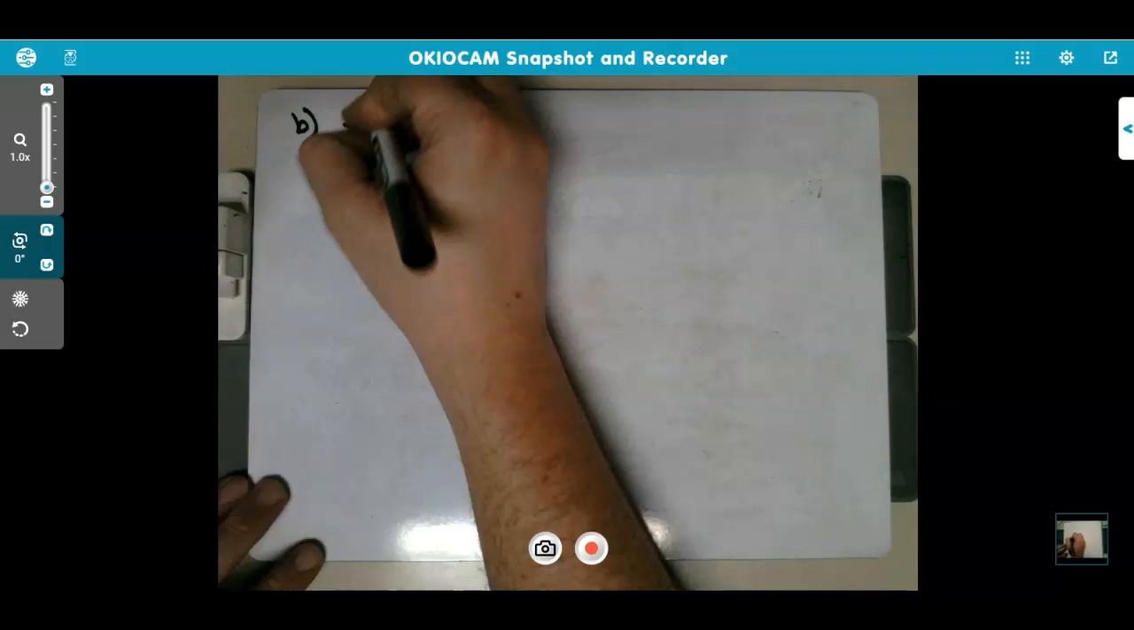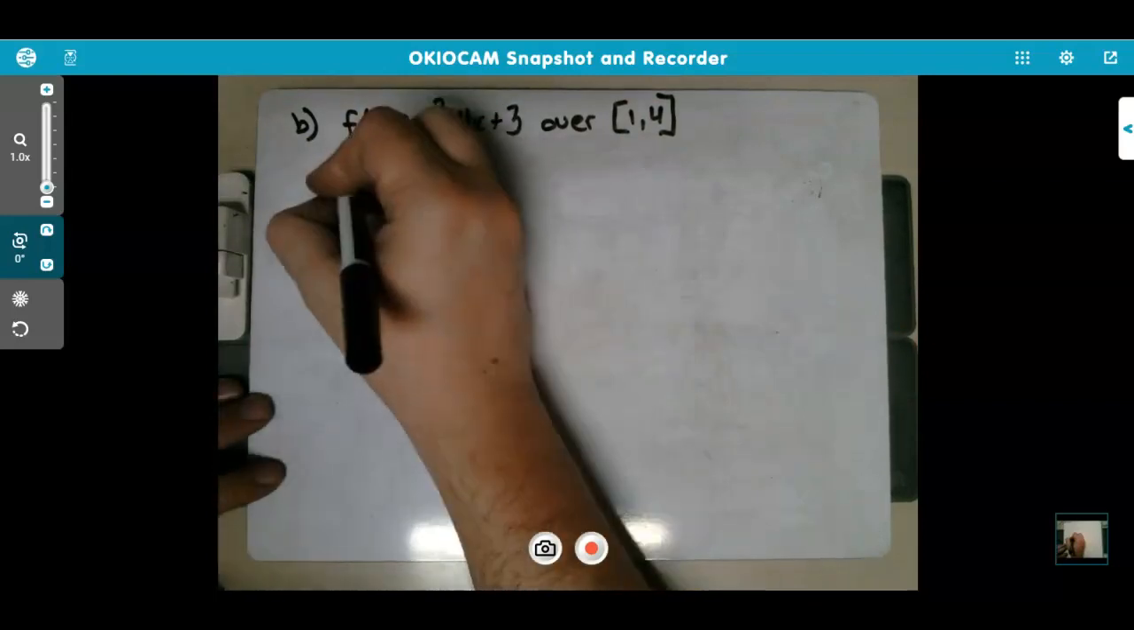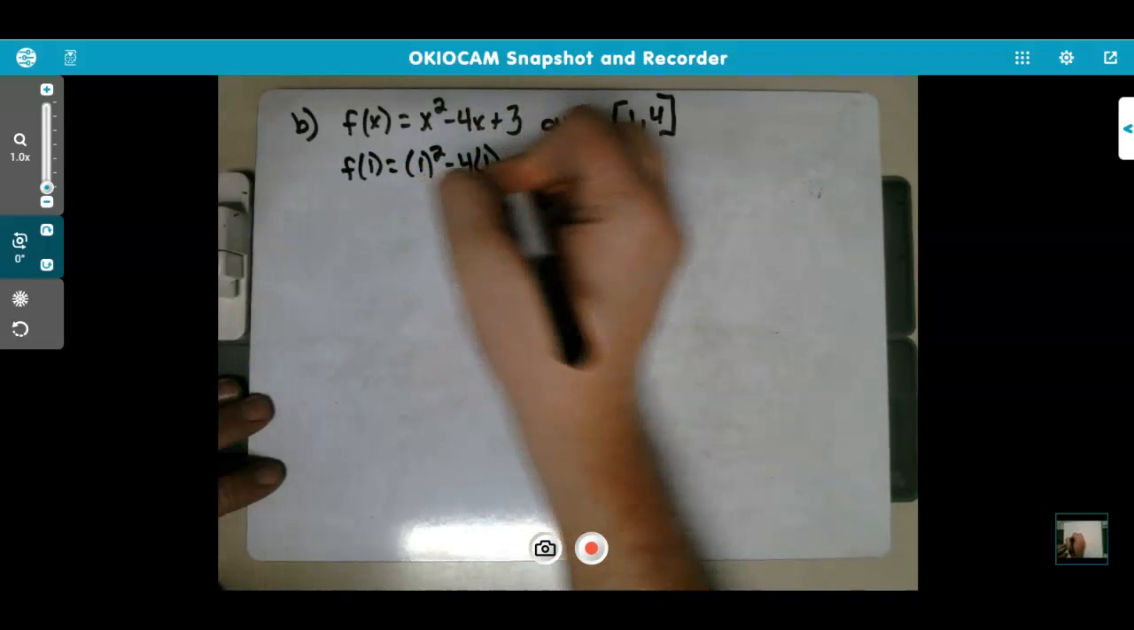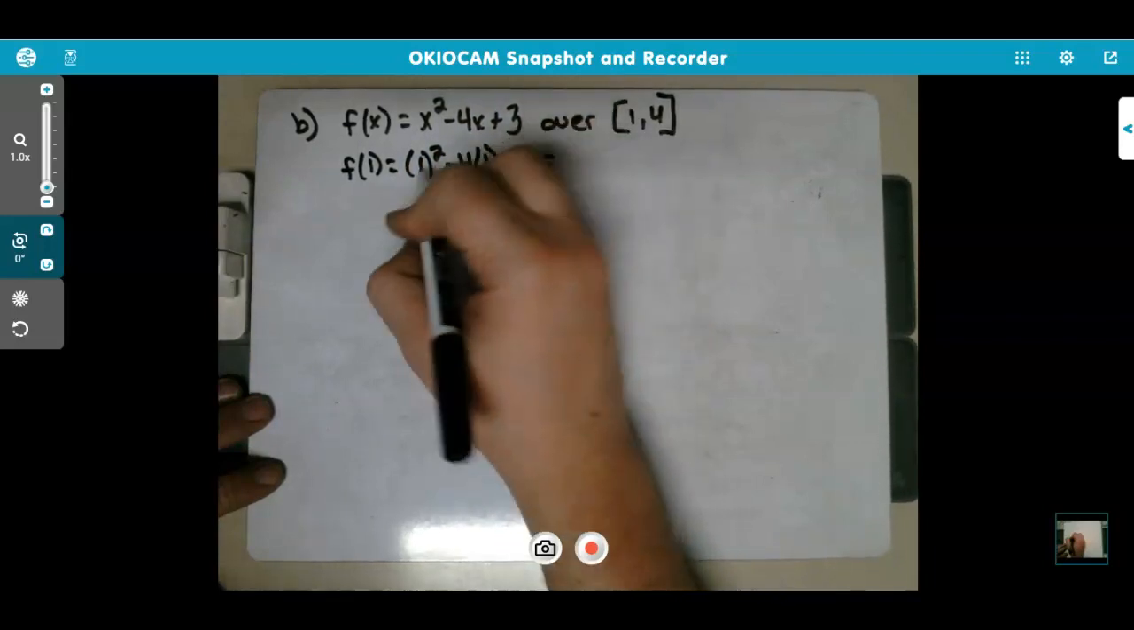So again, the first thing, plug in a 1 and plug in a 4. f of 1 is equal to 1 squared minus 4 times 1 plus 3. 1 squared is 1, minus 4 times 1 is 4, plus 3. 1 minus 4 is negative 3, plus 3 is 0. Now plug in 4. f of 4, 4 squared minus 4 times 4 plus 3. 4 squared is 16, minus 4 times 4 is 16, plus 3. 16 minus 16 plus 3 is 3.